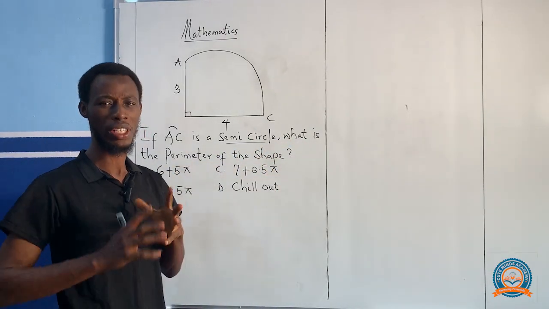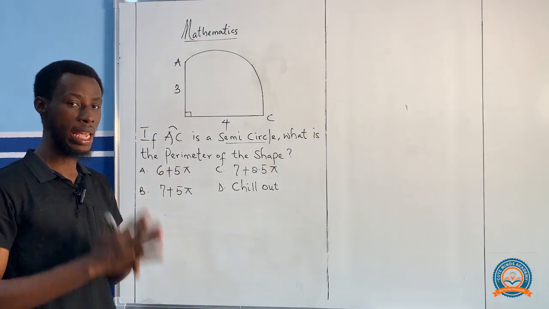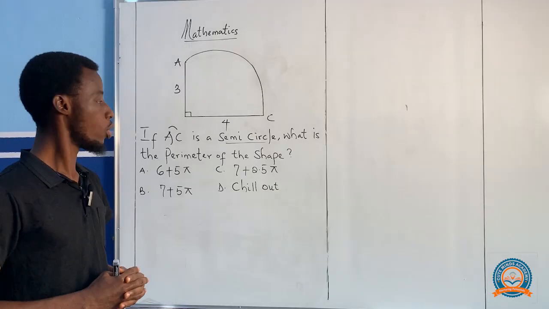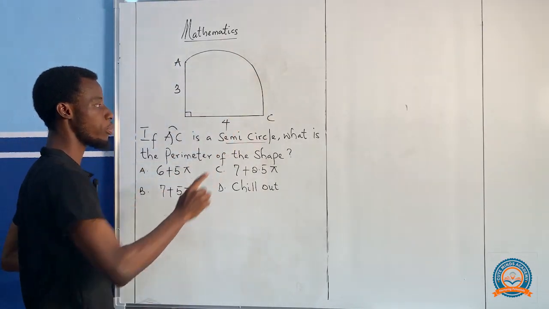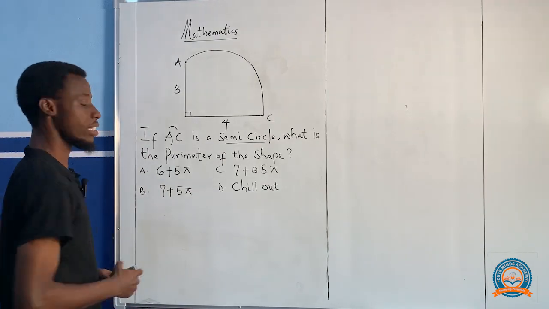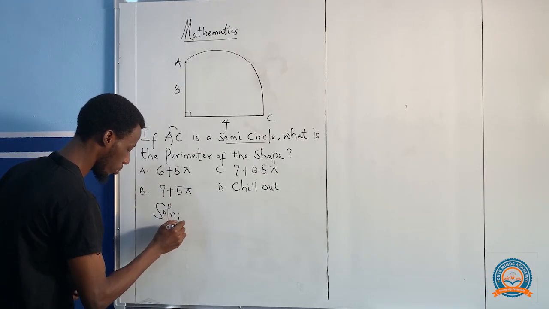As we know, the perimeter of a shape is simply the addition of all the sides that make up the shape. So, that means we need to sum up all the sides of this shape to get the perimeter. Let's get to it. So, the solution.